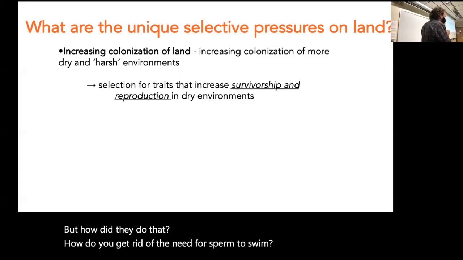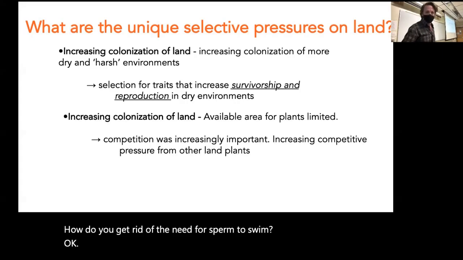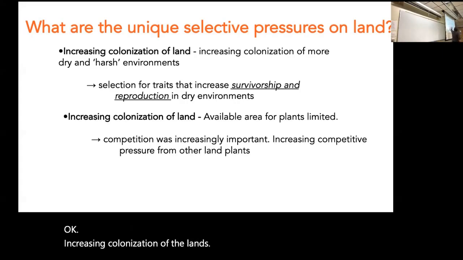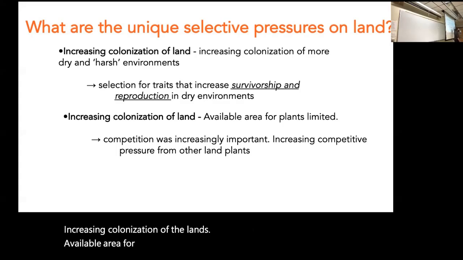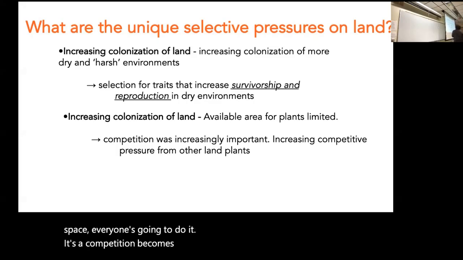Okay. Key constraint. Increasing colonization of the lands, the available area for plants is limited. Once you have a trait that enables you to fill up all the space, everyone's going to do it. So the competition becomes really intense. The competition was increasingly important because all of these wet areas got filled in.